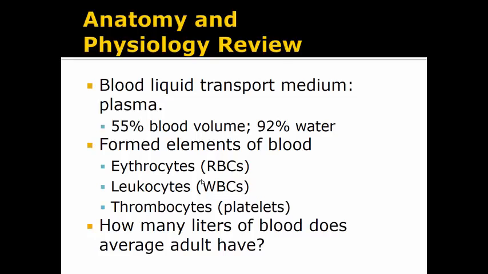All right. As far as the average liters of blood, the average adult has about 5 liters or so, and this depends on how big you are, because the bigger you are, the more blood you will typically have. Your body will produce more. You also have more veins and arteries. The smaller you are, the less you'll have.